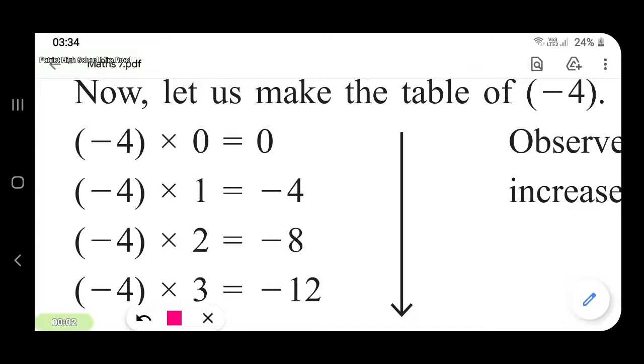Let's make a table of minus 4. We'll make a table of minus 4. So every time we will write minus 4 in a bracket.